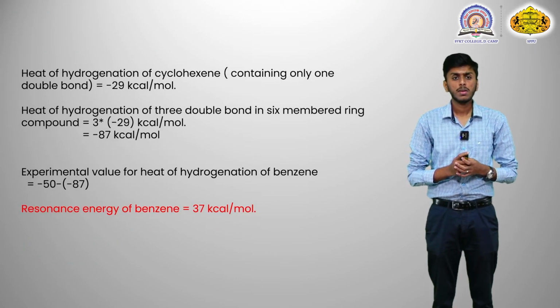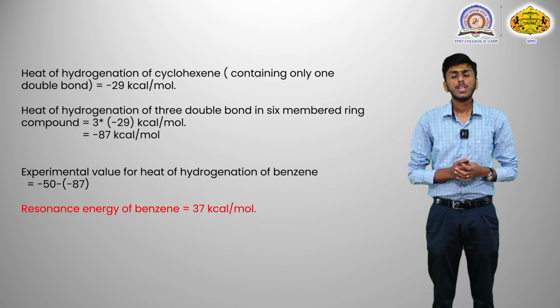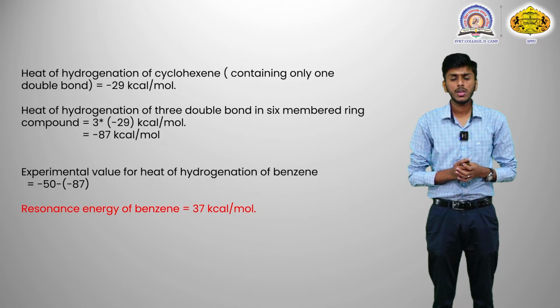We will see some example based on it. Heat of hydrogenation of cyclohexene, which contains only one double bond, is equal to minus 29 kilocalorie per mole. Heat of hydrogenation of 3 double bonds in a 6-membered ring compound, so we will multiply minus 29 kilocalorie per mole into 3. We will get minus 87 kilocalorie per mole. So the experimental value of heat of hydrogenation of benzene is minus 50, minus of 87. Thus finally we will get the resonance energy of benzene equal to 37 kilocalorie per mole.